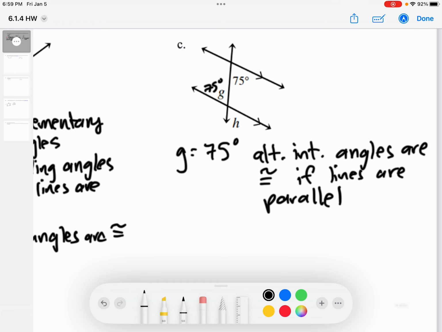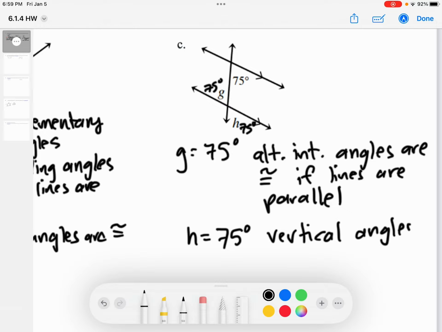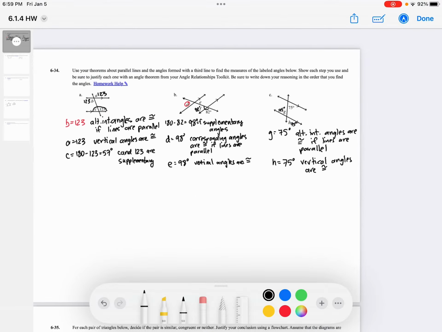And I noticed that G and H are vertical angles. So H also equals 75 degrees because vertical angles are congruent. All right.